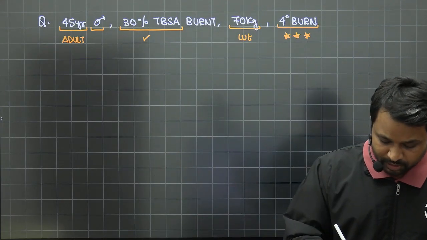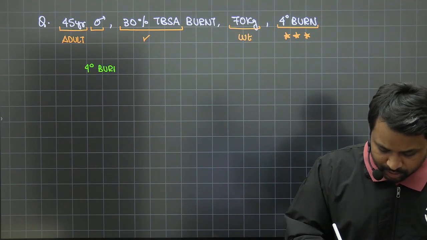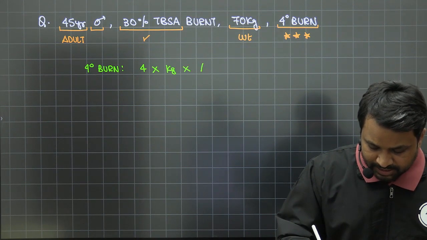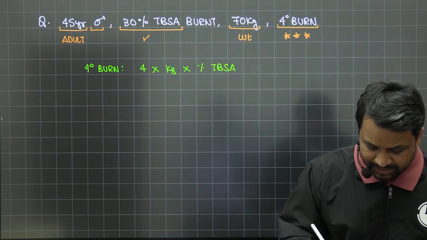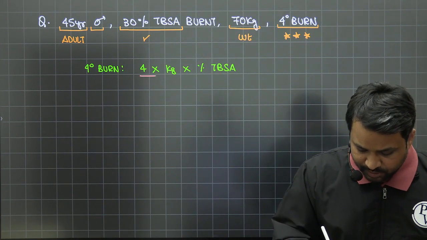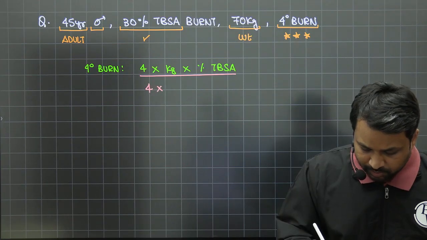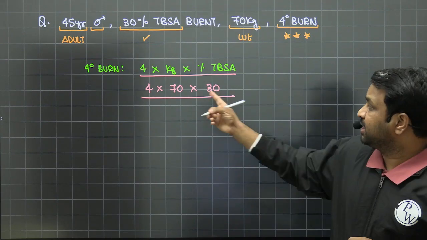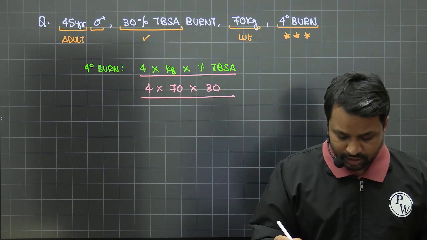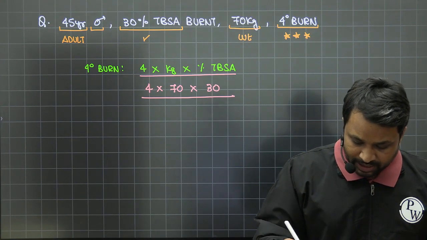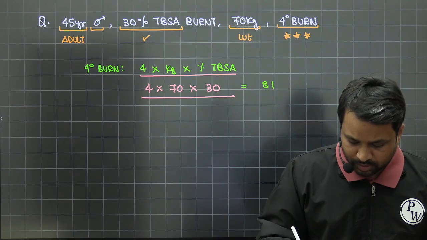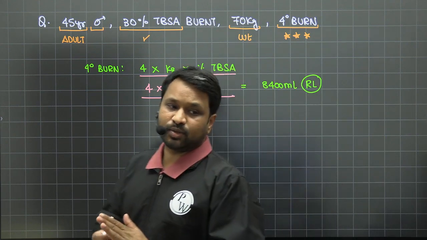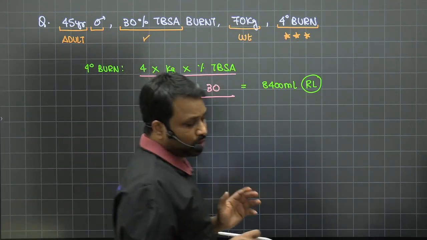For a fourth degree burn, we all know the formula. For a fourth degree burn, it is going to be 4 ml per kg per percentage of total body surface area burnt. If I substitute these values, what do you have? It is going to be 4 ml, 70 kilograms, 30% of the total body surface area which is burnt. Now when you calculate this, how much is it going to come down to? It is going to come down to 8,400 ml of Ringer lactate, right? It is 8,400 ml of Ringer lactate that we are going to get here.